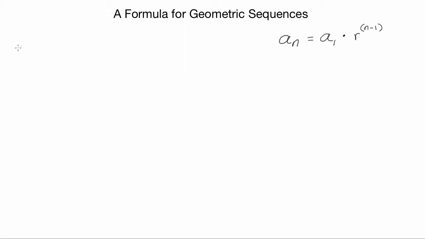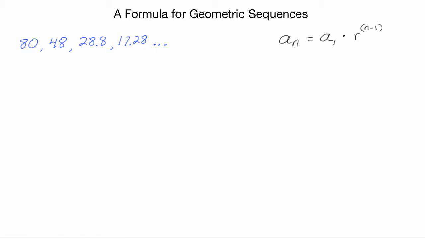We're going to play around with this sequence pattern right here. The first number is 80. Then we've got 48, 28.8, and 17.28. And it keeps going on and on. So there's my geometric sequence, and we're going to translate this and write it as a formula.